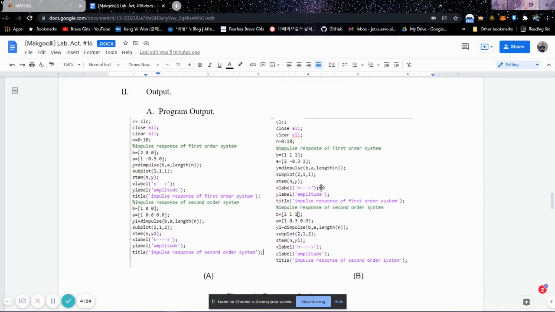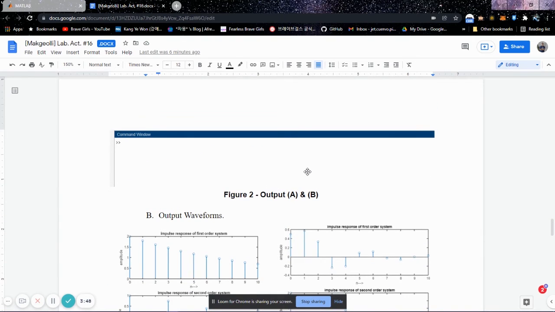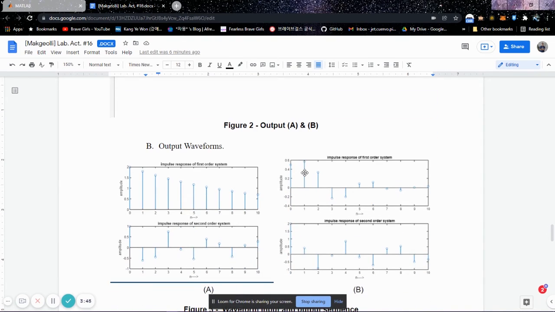Zooming in, as you can see on set A, we have the same set of values for the B and A of the first order system and the second order system. And for set B, the group has tweaked some of the values, actually all of the values. We have changed a lot of values so that we could see some of the differences between the two given outputs. After executing the program, there is no command window output and it goes directly to the waveform.